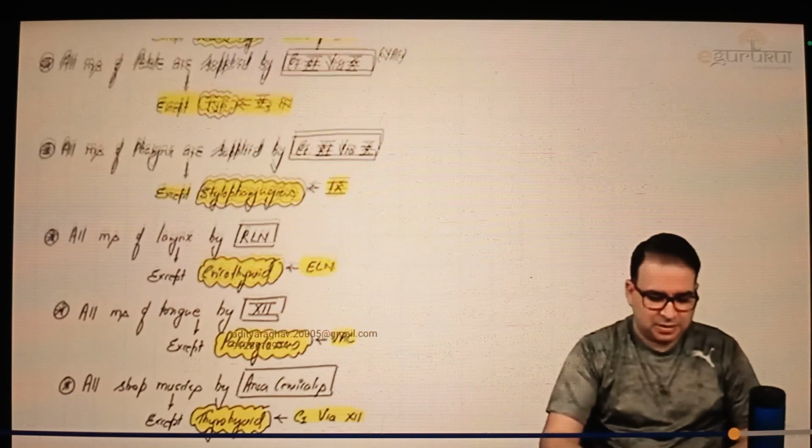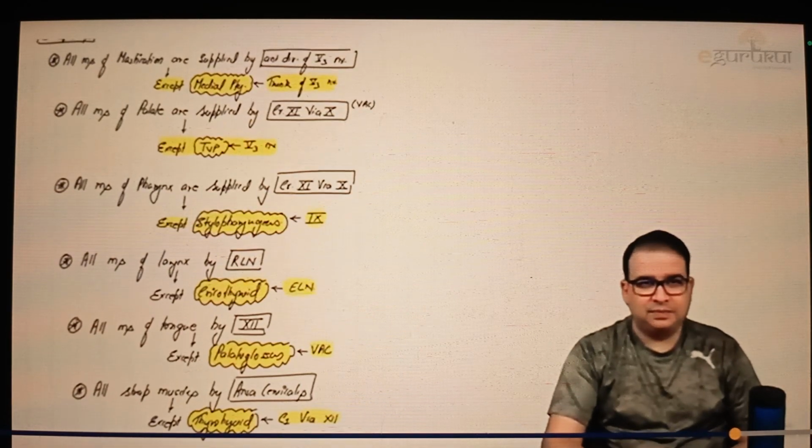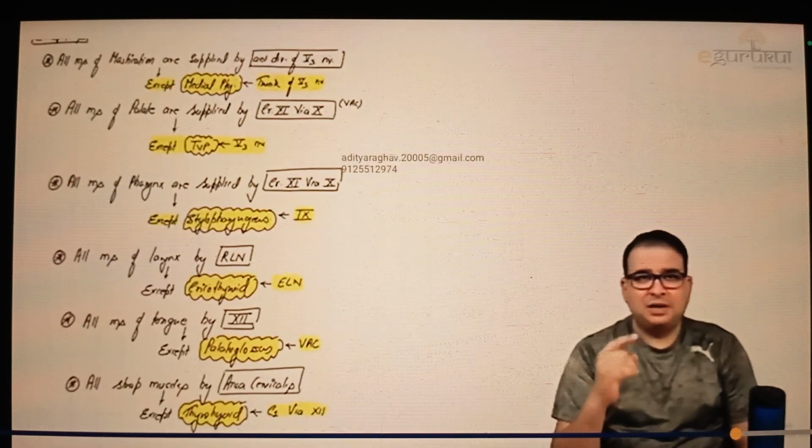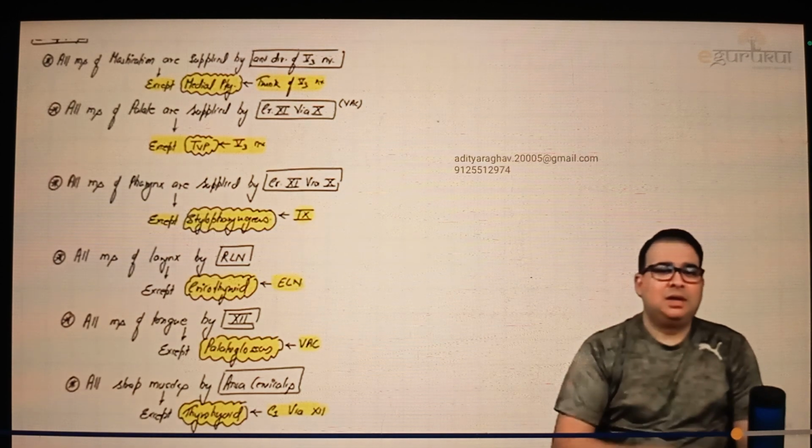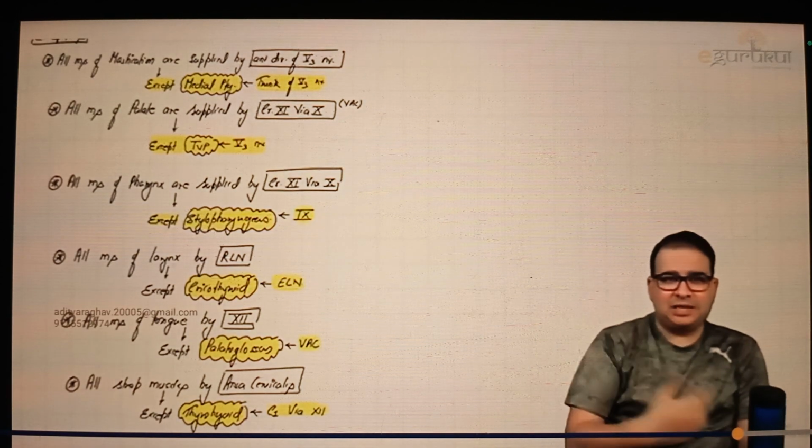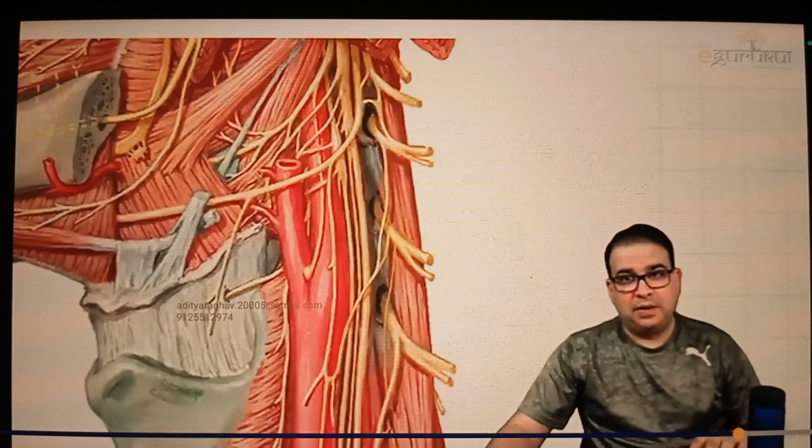That's why you should know all the exceptions. These are all the exceptions we have here. Muscles of mastication have an exception, the palate has an exception, the pharynx has an exception, the larynx has an exception, the tongue has one, and again in the strap muscles. So all these groups of muscles have one exception, and you should know what nerve supplies it. Look at this huge picture here.